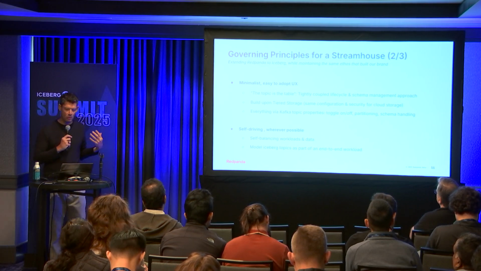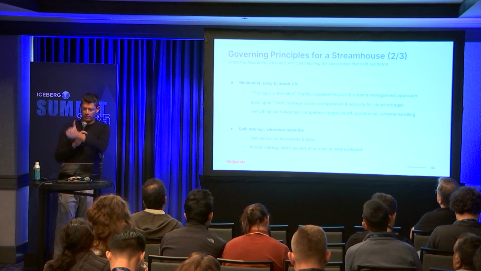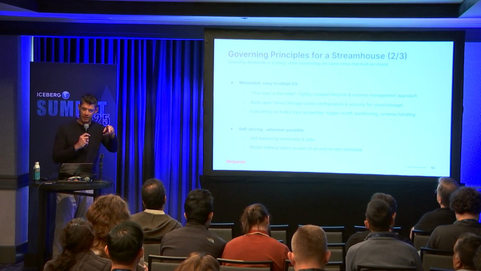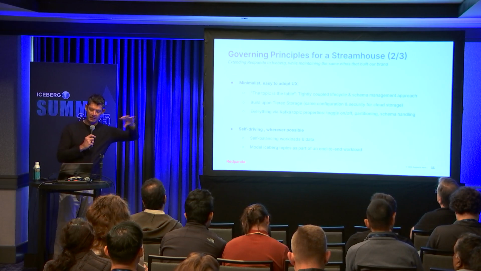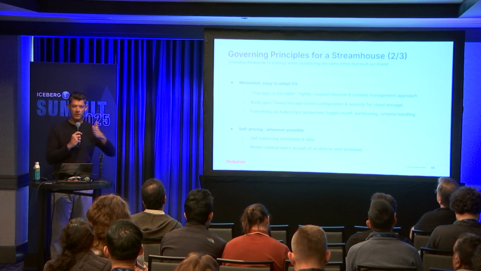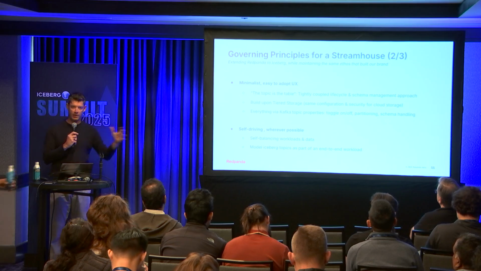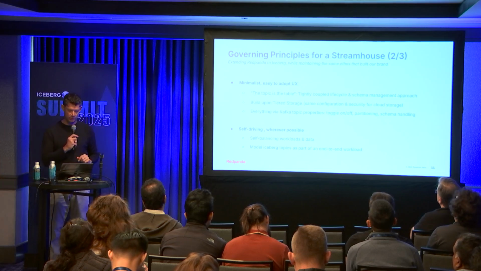We want this to feel like one system. This is an end-to-end workload. We produce into a topic. Maybe we do some simple transforms to prep the data. We land it into Iceberg. That is all one workload. If the Iceberg table starts lagging, we need to back off, right? And we need to manage that. Piyush will talk about that.